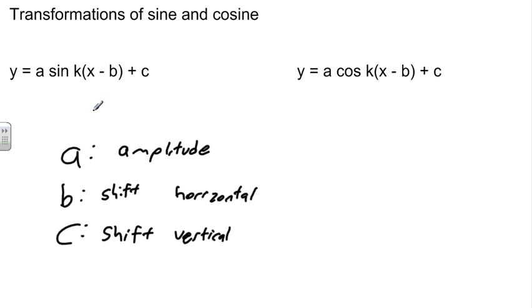And then k would create a horizontal stretch or shrink, so it affects the period. It'll affect the period of the graph. Since the normal period for sine and cosine is 2 pi, the period for any transformed function would be 2 pi over k.